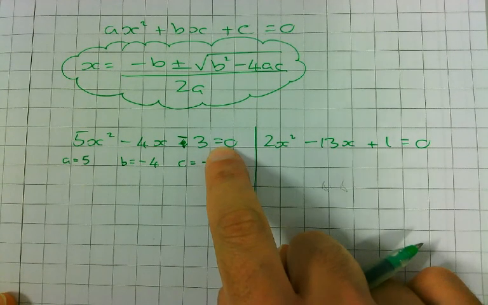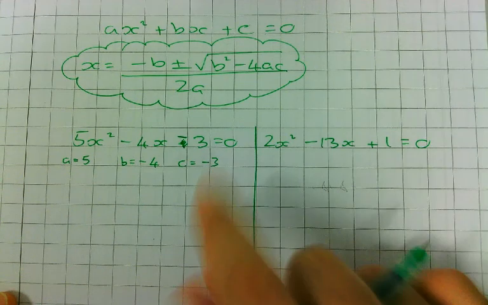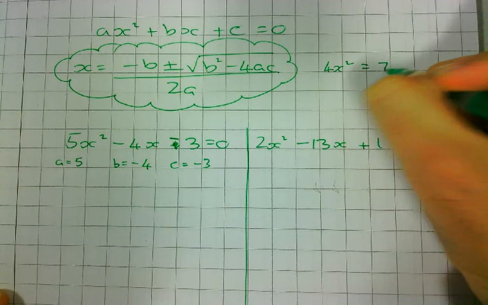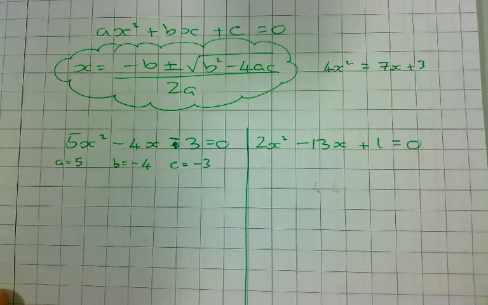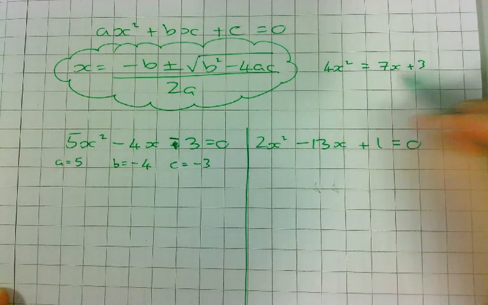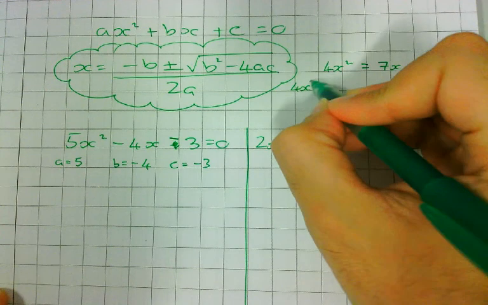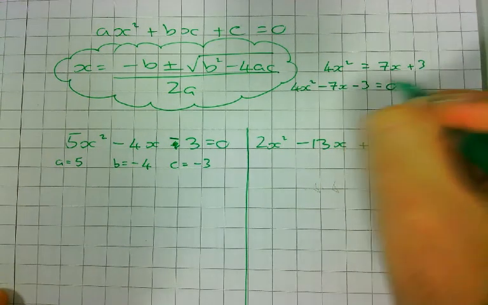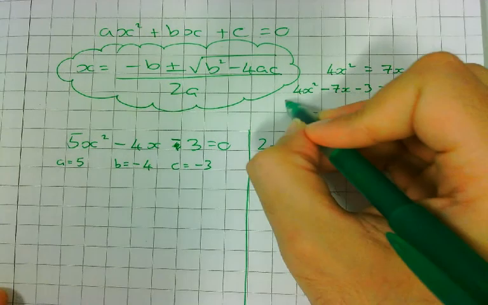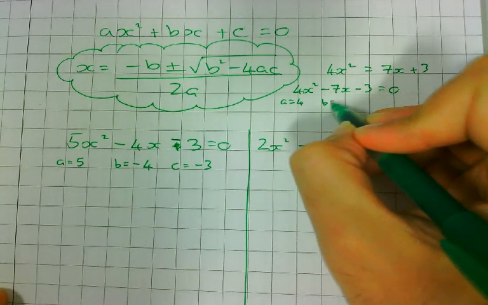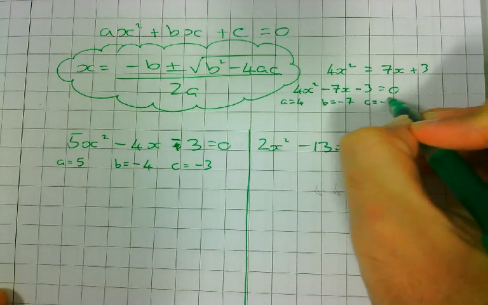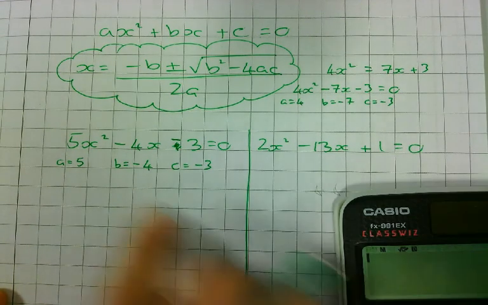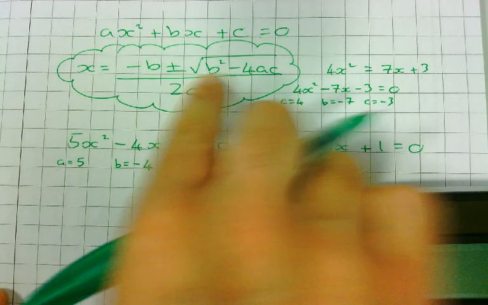If you get one that doesn't equal 0, you'll need to rearrange it. For example, if I had 4x squared equals 7x plus 3, that doesn't equal 0 at the minute. So what I'd need to do is take 7x and 3 over to the other side, so both of them become a minus. Then, when it equals 0, I can say A is 4, B is minus 7, and C is minus 3. And all you're going to do is use your calculator to plug those 3 numbers in where A, B, and C appear in this, and that's it.